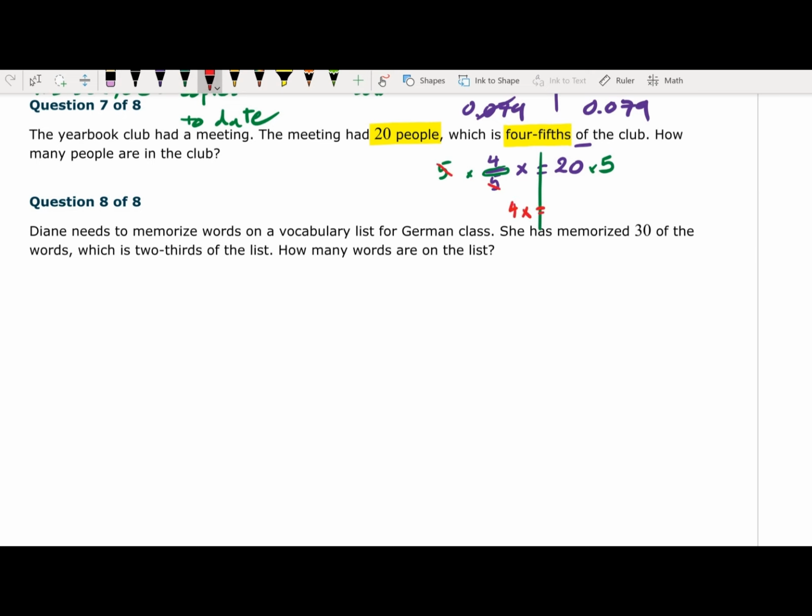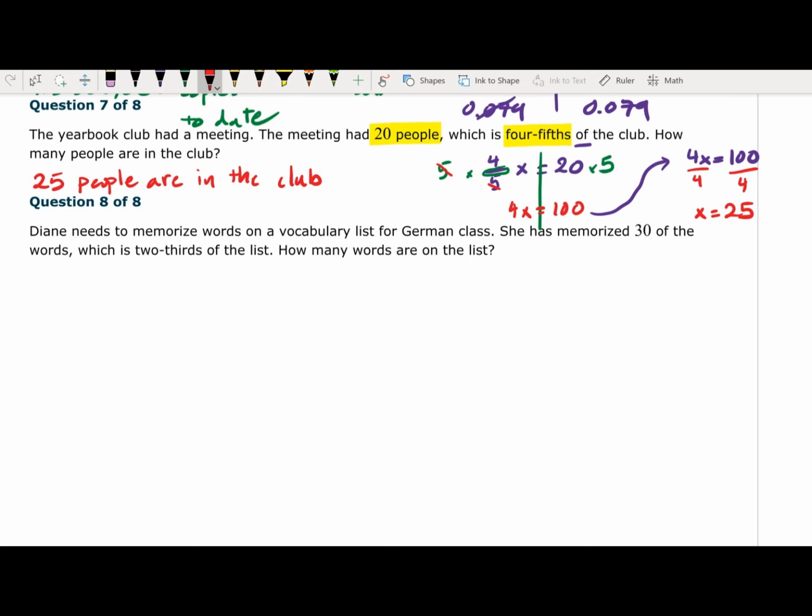So 4x equals 60, since 20 times 5 is 100. Wait, 20 times 5 is 100, so 4x equals 100. Then we're going to divide both sides by 4. So that will give you x equal to 25. That tells you that there are 25 people in the club.